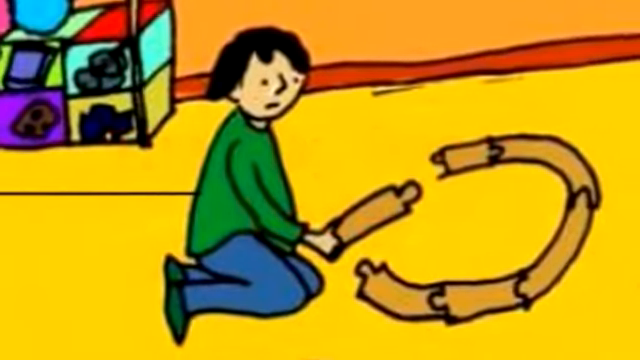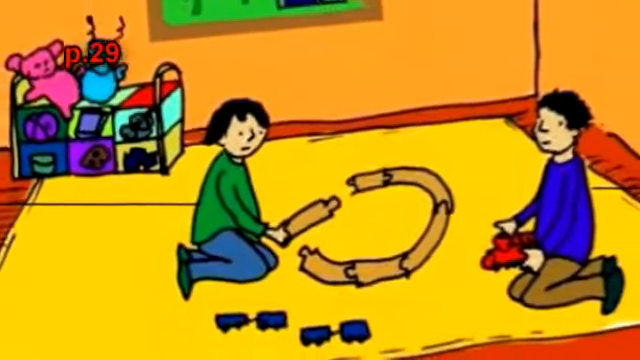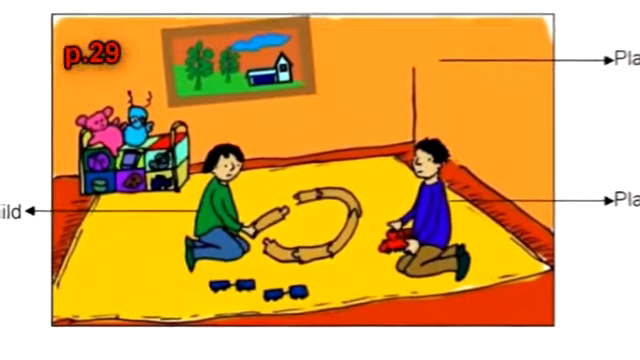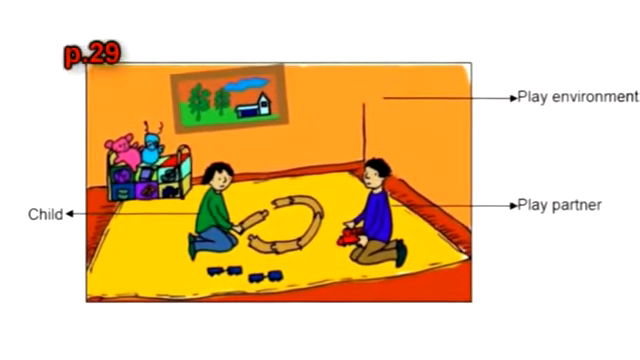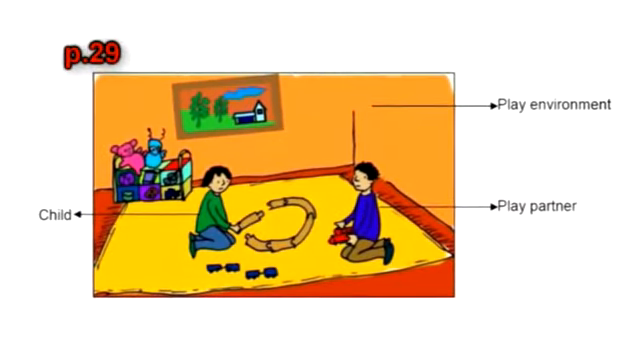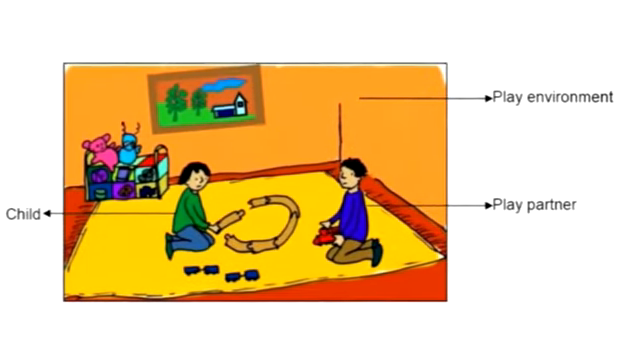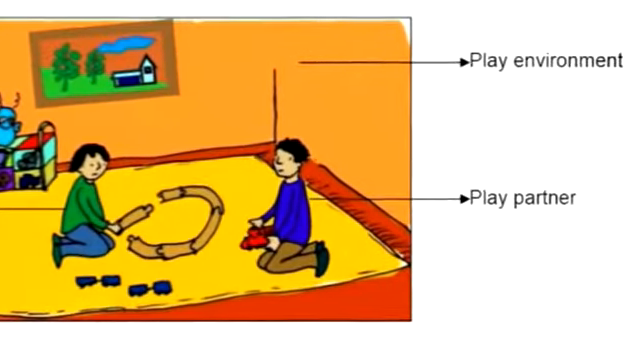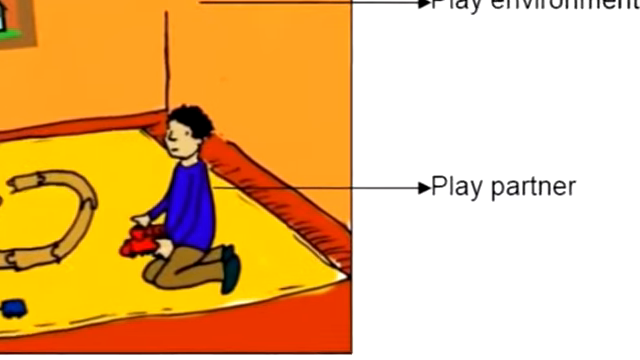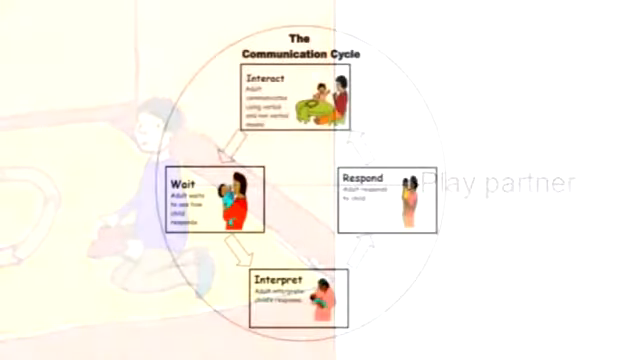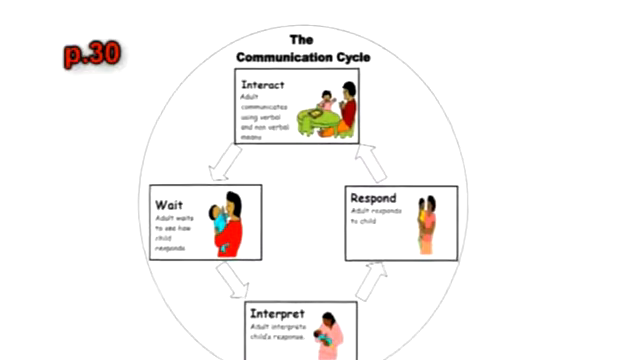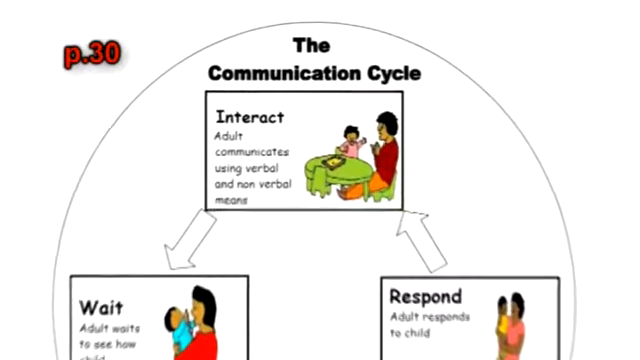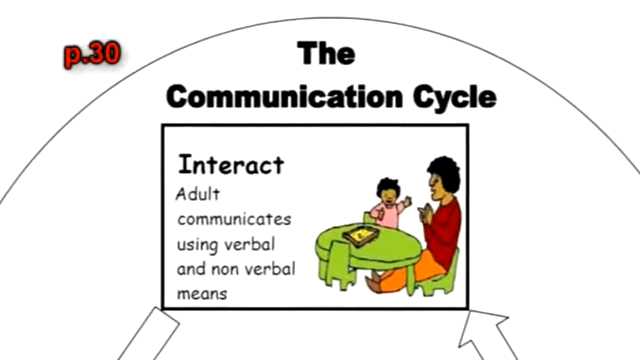The play space model, described in detail on page 29 of the manual, stresses the importance of the interrelationship between the child, the play environment, and the play partner. As we'll see, the play partner has a very important role to play. To get the most from play sessions, remember the communication cycle on page 30.